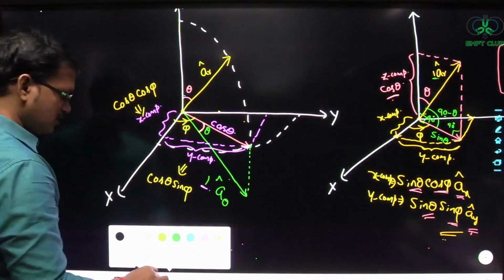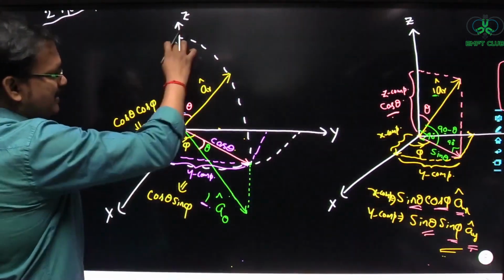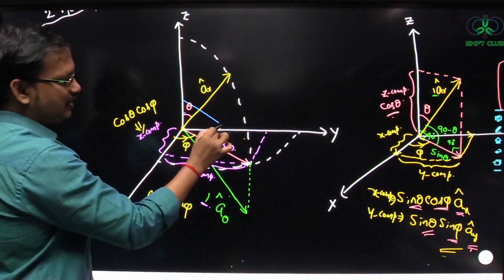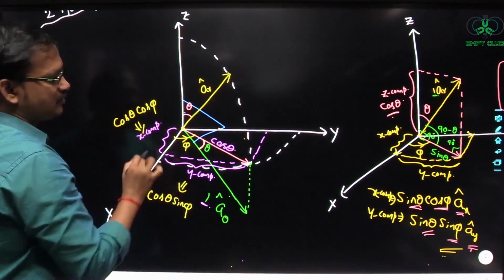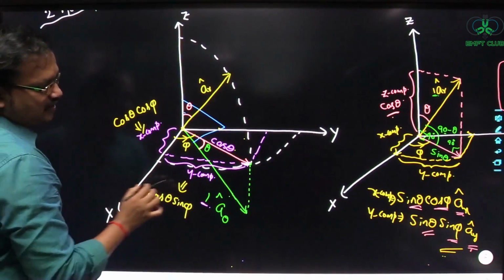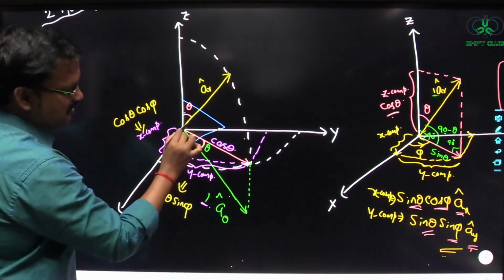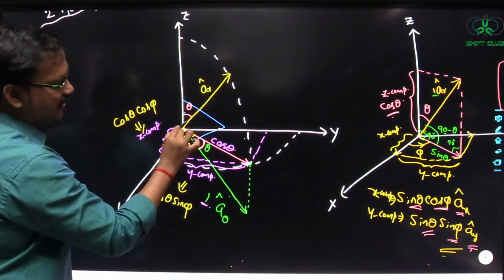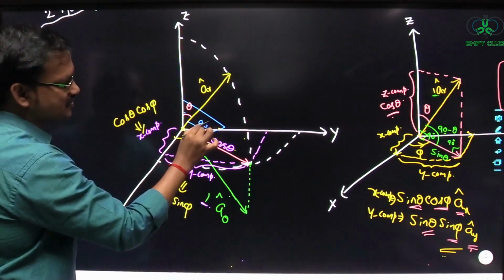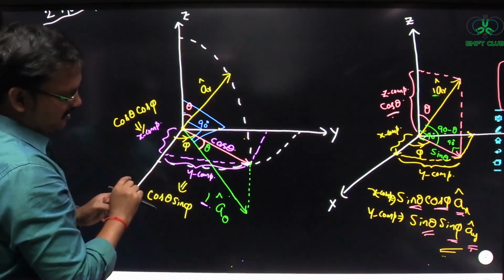Next, see here the angle between the z axis and a theta cap. What is the angle between the z axis and a theta cap here? See this angle: the angle between aR cap and a theta cap is 90 degrees, right?